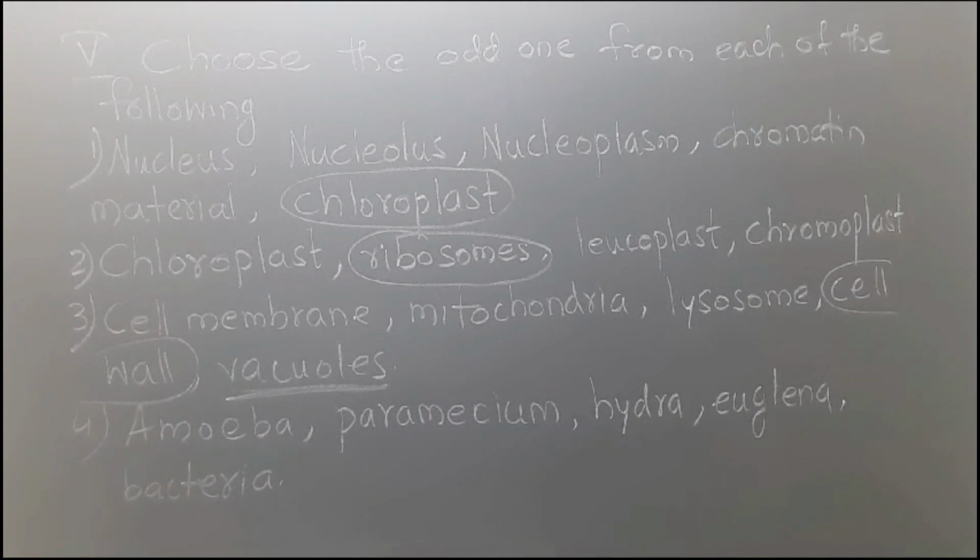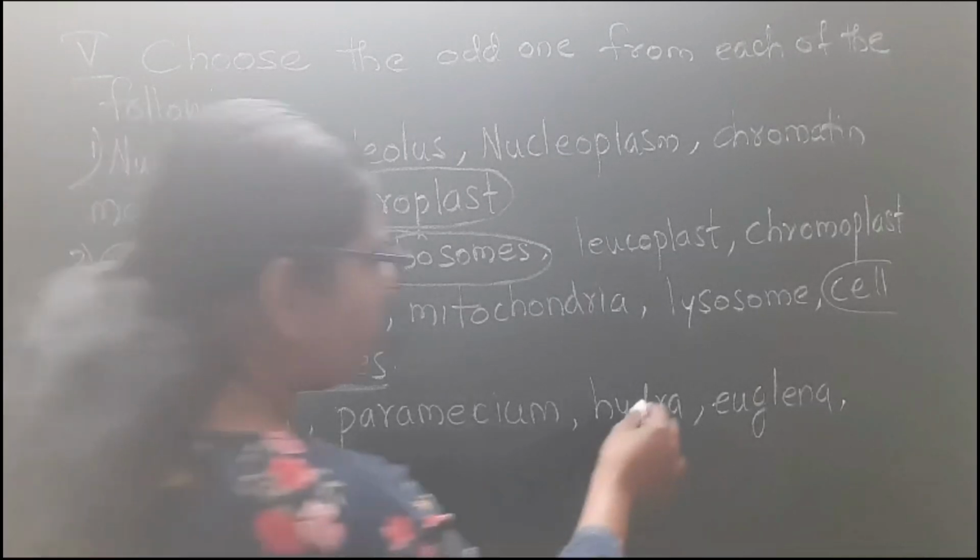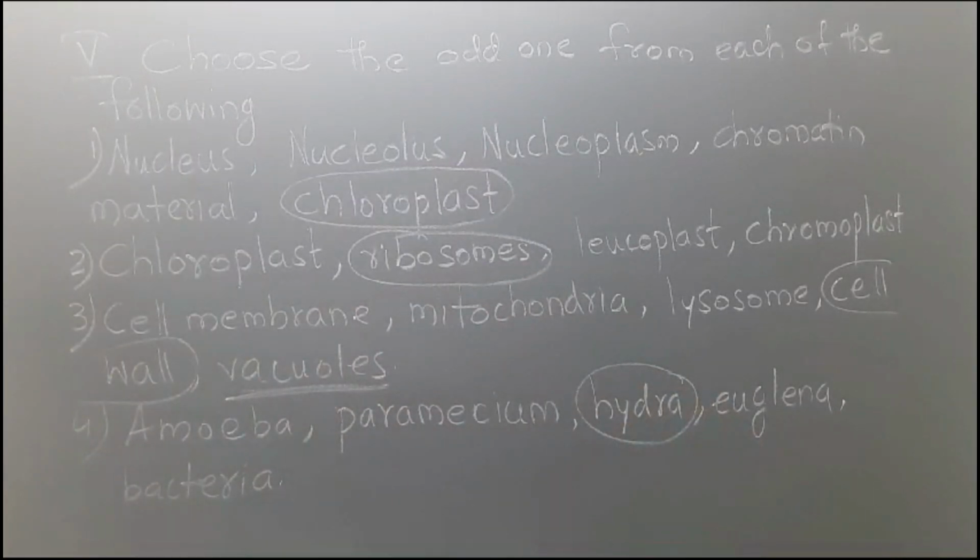Then fourth one, amoeba, paramecium, hydra, euglena, bacteria. Hydra is the odd one. In this, amoeba, paramecium, euglena and bacteria, they are unicellular, whereas hydra is multicellular.